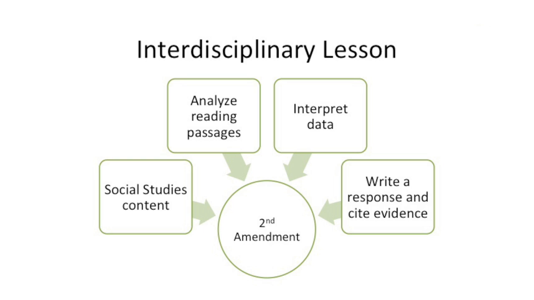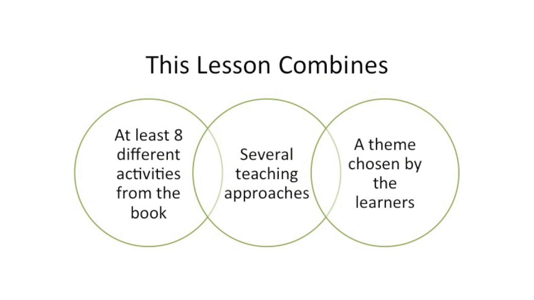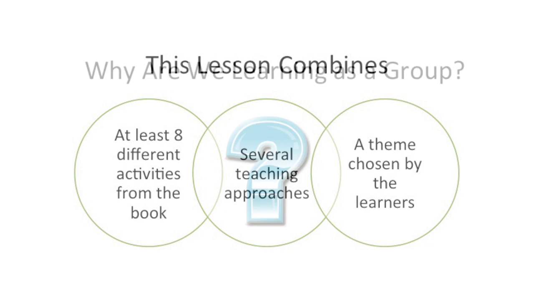I pulled in some content from some civic groups about the Second Amendment, so we analyzed those reading passages. I also pulled in some graphs and charts that they use to make their arguments. And then in the end, they have to write a response in which they cite some evidence. And they discuss it first. My students are very oral, so even when I tell them to write something, they talk about it out loud as they're reading. So it's a bunch of different activities and strategies from the book.